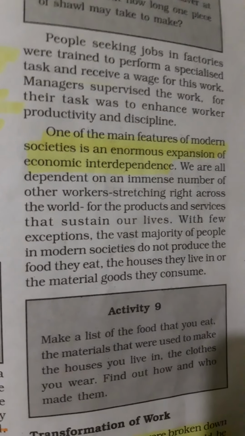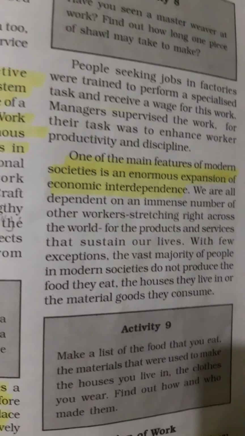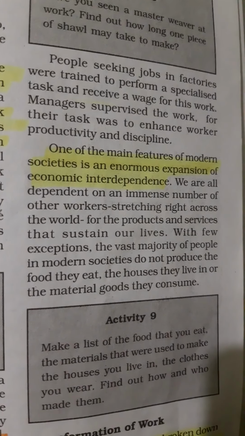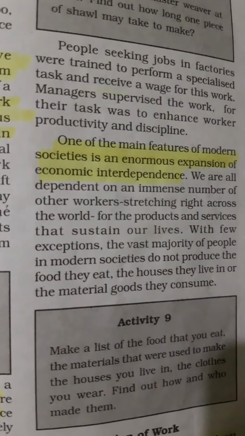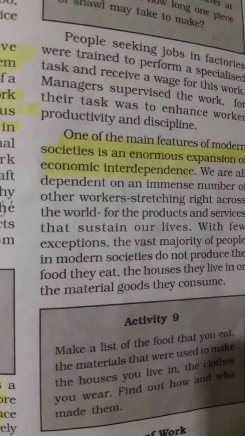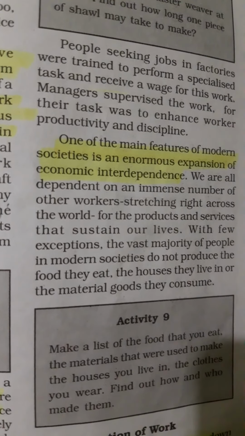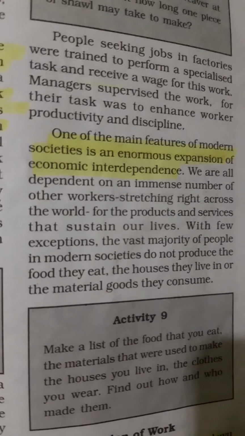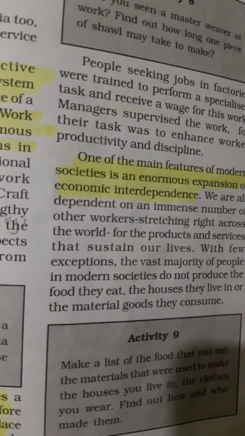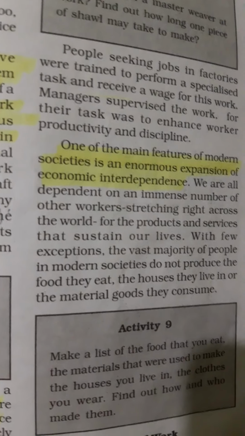So there is a lot of economic interdependence. One is dependent on another. So those who grow food depend upon the clothing industry, the housing industry, the banks, right? And those who make clothes depend upon the farmers, the agriculture industry, and the housing industry. So one group of people who produce a particular commodity depends upon another.